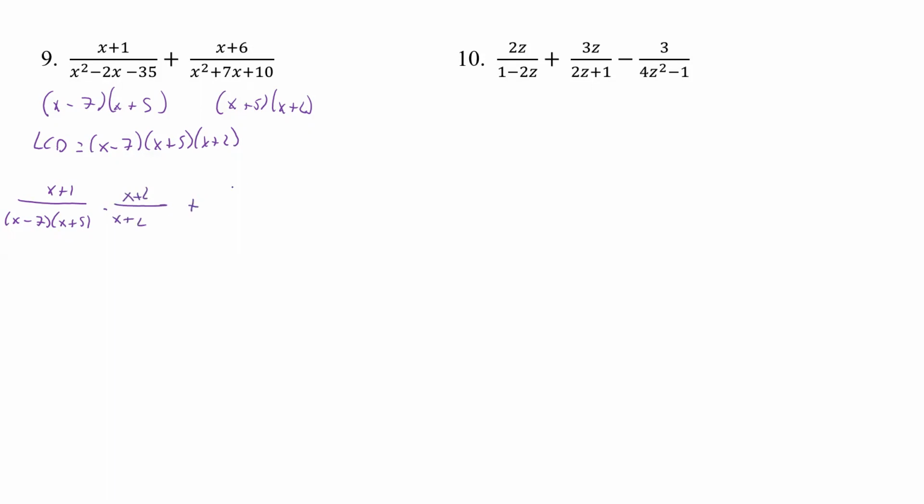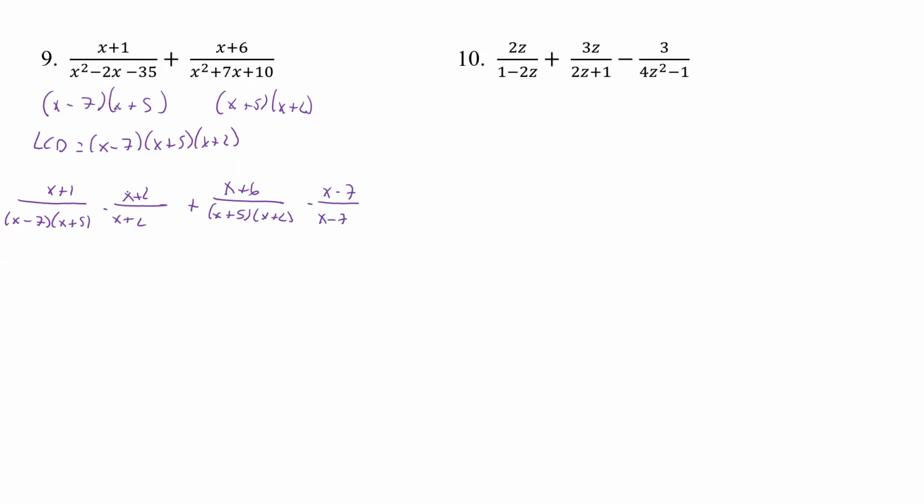And then we're going to add to that. Now we have (x + 6)/((x + 5)(x + 2)), and we're going to have to add in x minus 7. So we're going to multiply that by (x - 7)/(x - 7). And so what does that do?